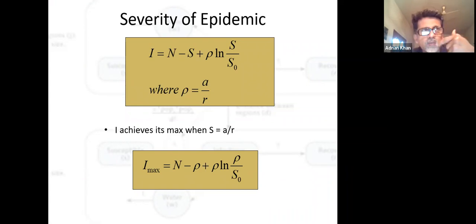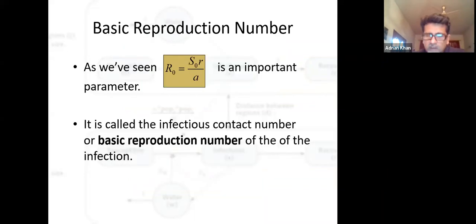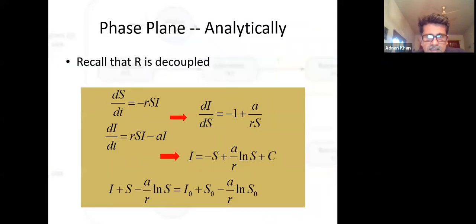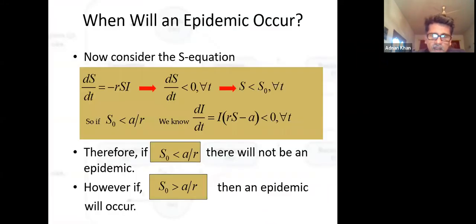So now you can say, what is the maximum number of infected? Again, you need to know rho, which is A and R. You also need to know S naught. We saw this old quantity, our old friend back here: S naught less than A upon R, no epidemic; S naught greater than A upon R, then there is an epidemic. So if you bring everything to the left-hand side, S naught R over A. If this is less than 1, then there's no epidemic. If this is greater than 1, then there is an epidemic.